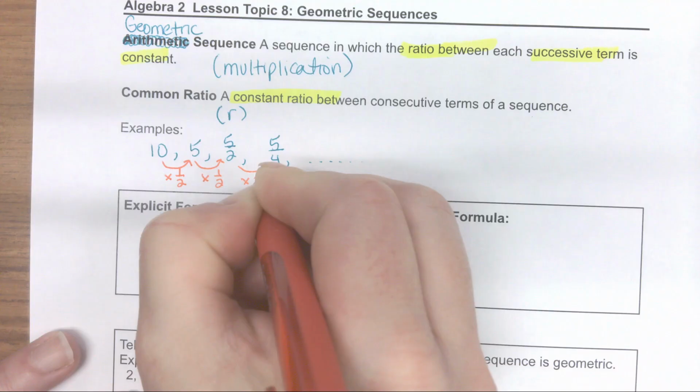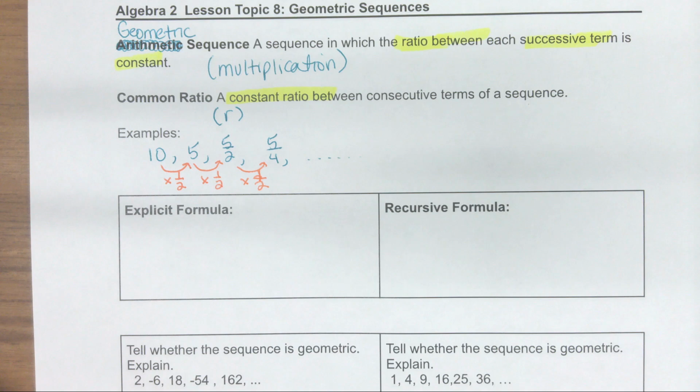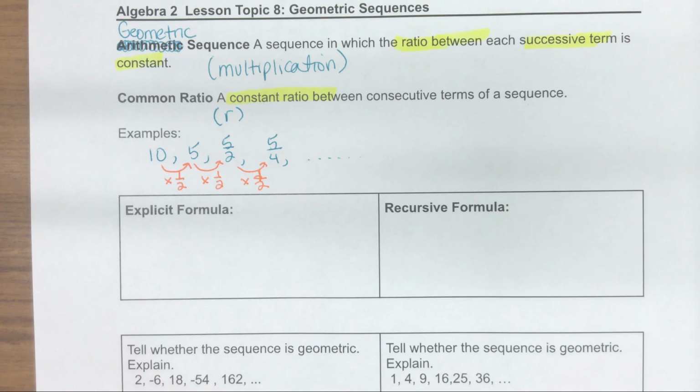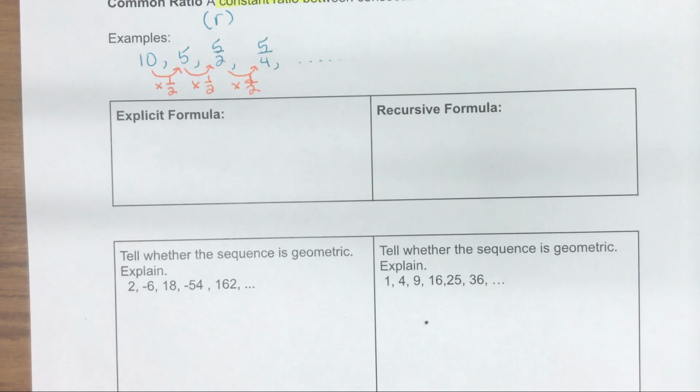So sometimes the constant ratio is going to grow or be multiplied by a number bigger than 1. And sometimes it's going to get smaller, like if I'm multiplying by a number that's between 0 and 1. Okay, so the explicit formula actually is exponential. I don't know if you remember this, but when we graphed exponential functions, we multiplied the points to find them. So the explicit formula looks like this.